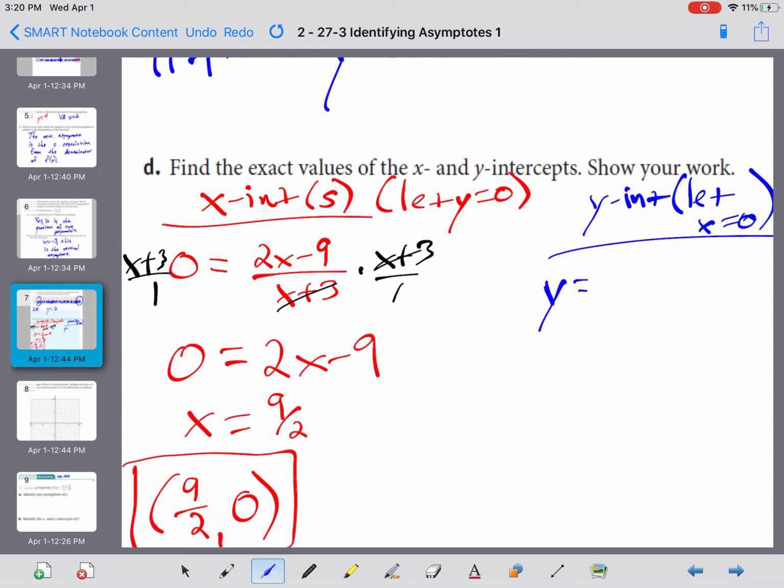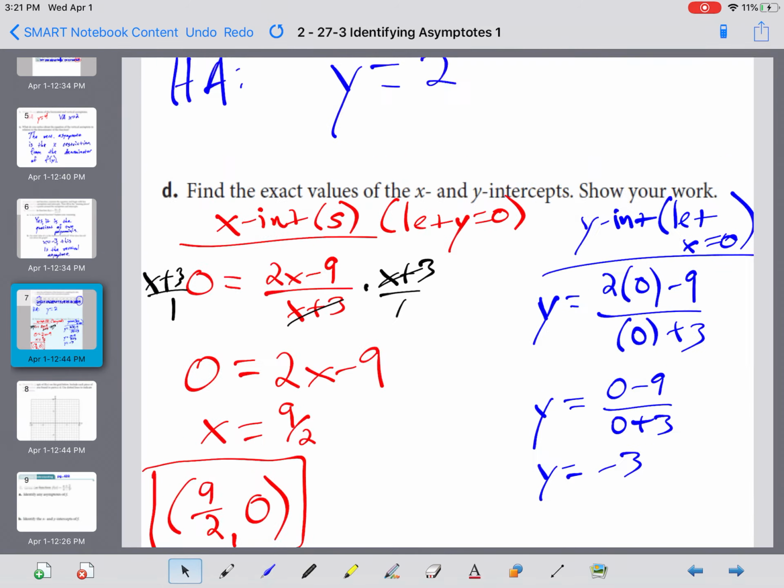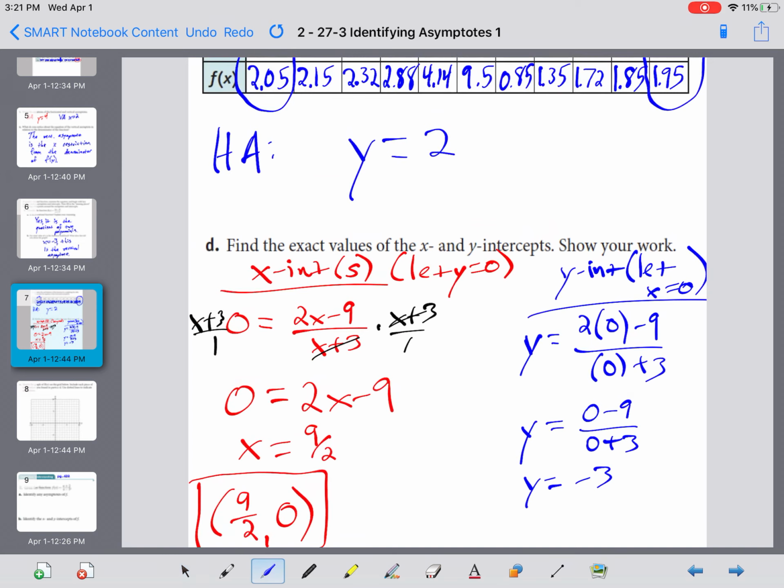Y equals, if I plug in 0 for x, I get 2 times 0 minus 9. And then on the bottom I get 0 plus 3. So I get 0 minus 9 over 0 plus 3. Now I'm showing every possible step here. You probably can see what the y-intercept is a little quicker. I get y equals negative 9 divided by positive 3, which is negative 3. So my y-intercept is 0, negative 3. Okay, so that's how you're going to find x-intercepts, and that's how you're going to find y-intercepts.